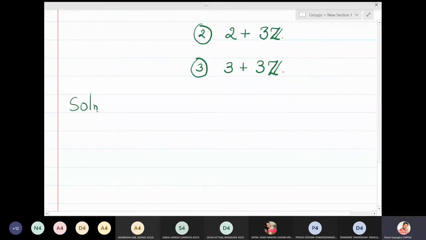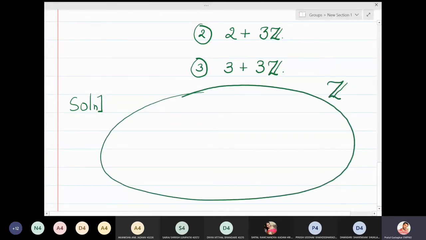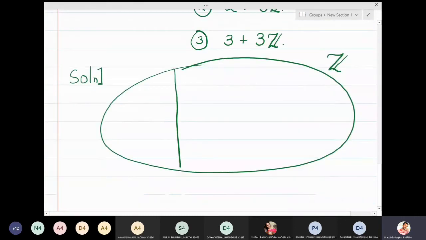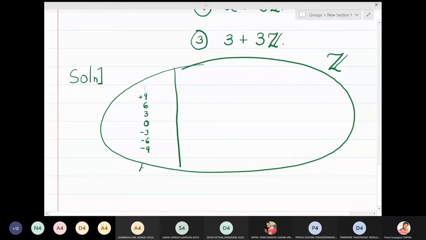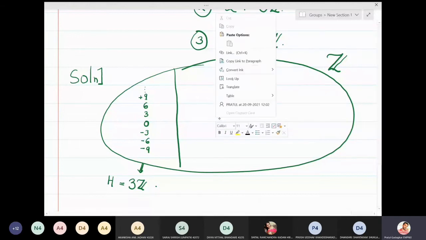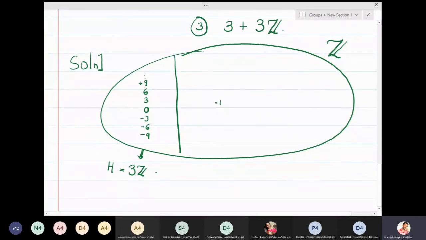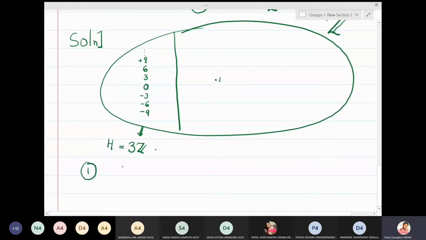The set of integers I'm going to denote in this big set. This is the set of all integers, in which I will keep all the elements of H on this side. The elements of H are 0, 3, 6, and so on, there are infinite elements, minus 3, minus 6, minus 9, and so on. This is my subgroup 3Z, which is H. Now let us choose an element which is outside the set, which is the element 1.